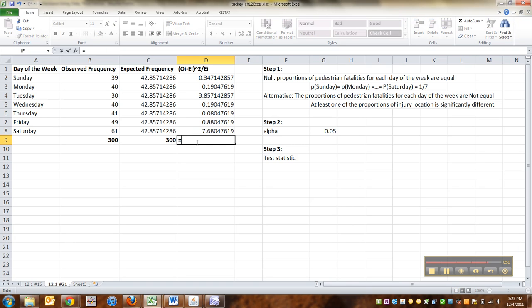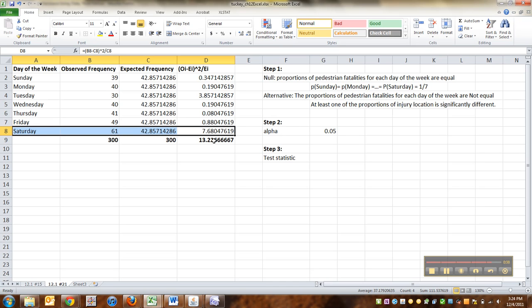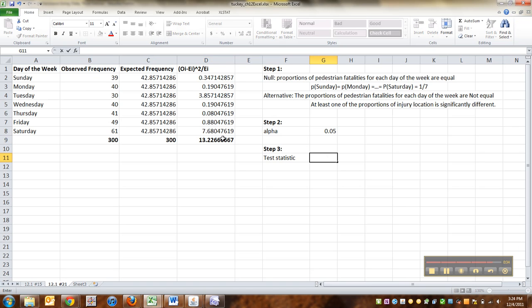But our test statistic is going to be equal to the sum of that column that we made. I know you could do it all in one step without bothering with the column, but I like to see the column because it lets me see where the biggest problems are. For example, Saturday in this particular example. All right, so our test statistic is equal to 13.227.